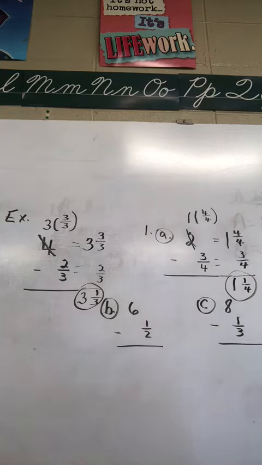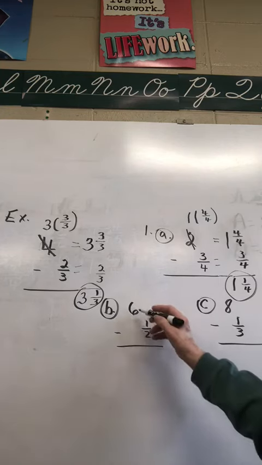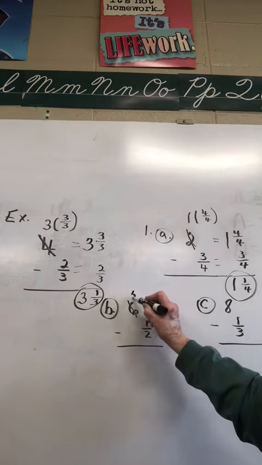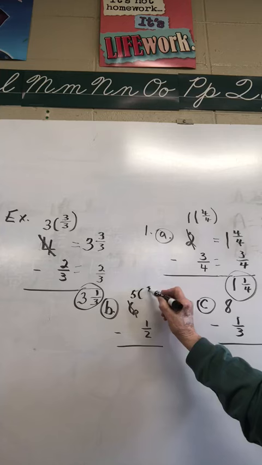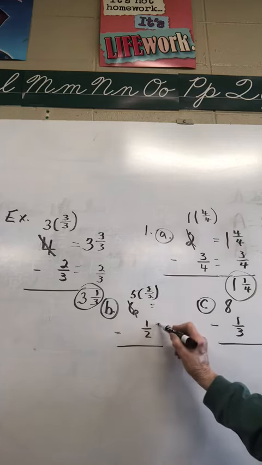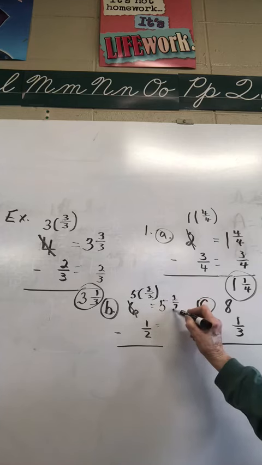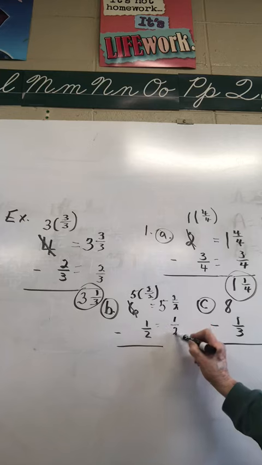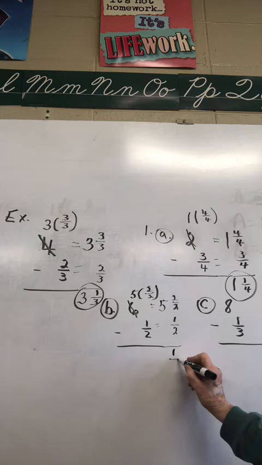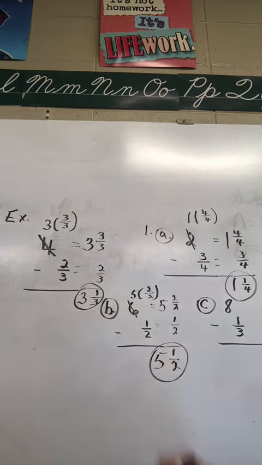Let's go to the next problem, number B. I want to take away a half from 6. I want to name this as a mixed number, which is 5 and 2/2. That is still equal to 6. So I have equal, 5 and 2/2 minus 1/2. 1 from 2 is 1/2. I have 5, and I circle my answer.